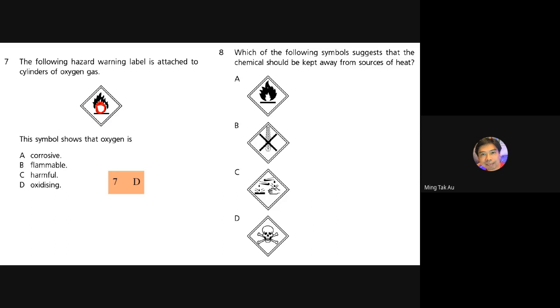Okay, question 8. Which of following symbols suggests that the chemical should be kept away from sources of heat? So your answer, class number 13, Penny. Hi, Mr. Au, can you hear me? Yes, very clear. A. A, correct.